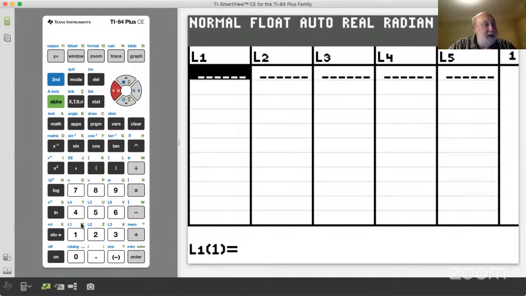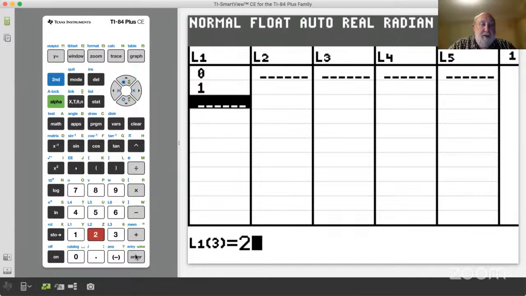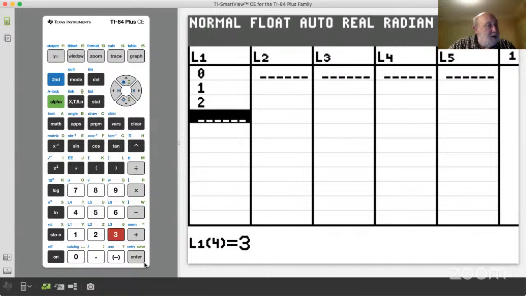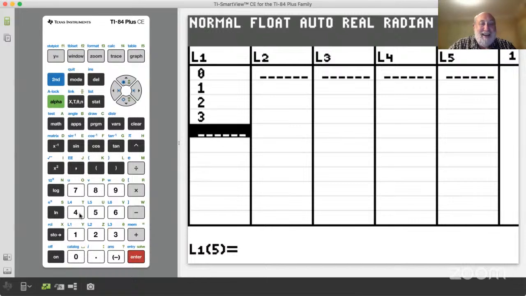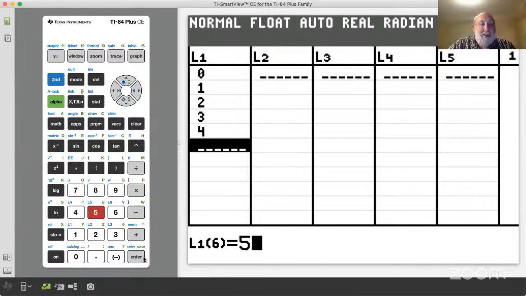Let me just put in those time values, I think. 0. Yep. They're very simple. They're just going up in 1 hour increments. Was it hours? Yes, it was hours. Yeah, it was hours. Let me check my time units here. And we'll go up to 6.